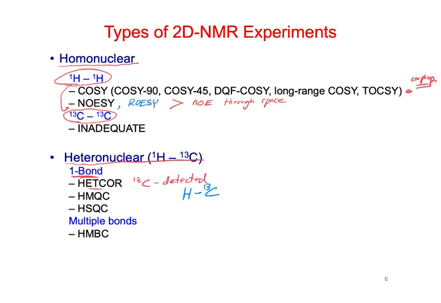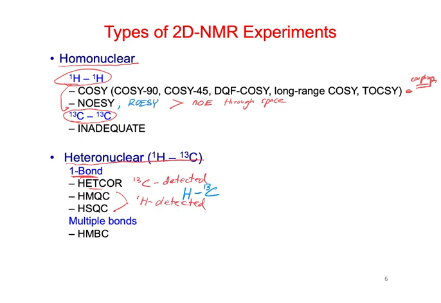This HMQC and HSQC, these are proton detected, which at the time was often called inverse detection, just because C13 detection was done first. So inverse was the switch of that.